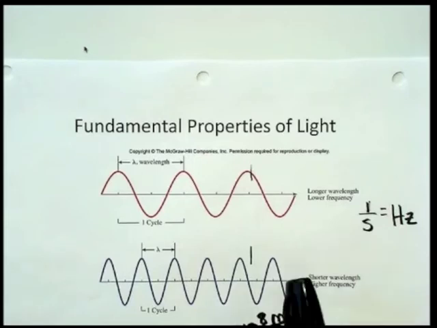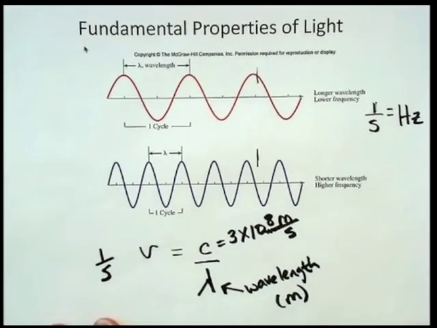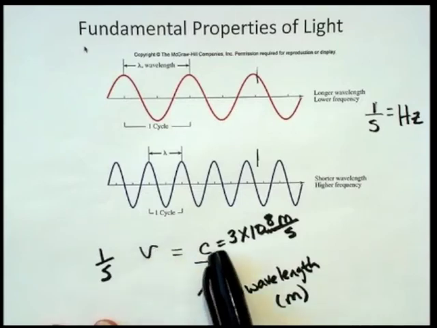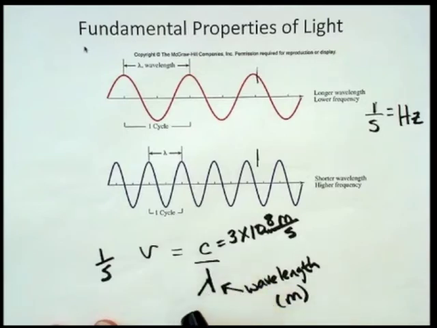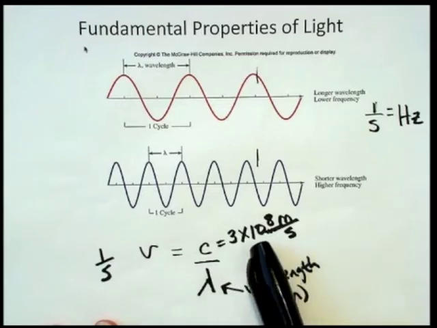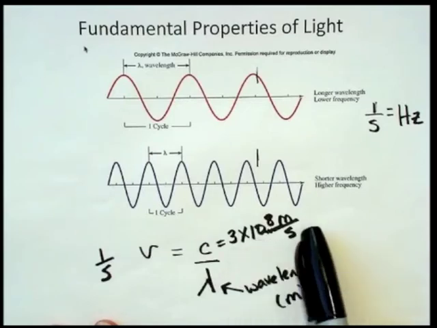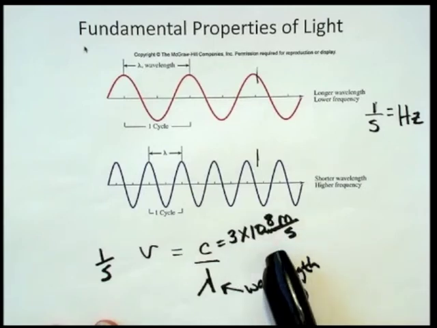Now there's a relationship between wavelength and frequency, and it's a fixed relationship: the frequency, ν, is equal to c, a constant, which is the speed of light in a vacuum, divided by λ, the wavelength. The speed of light is really 2.99 something, but it's okay to round it off to 3 × 10⁸ meters per second. That's the constant, the speed of light in a vacuum.